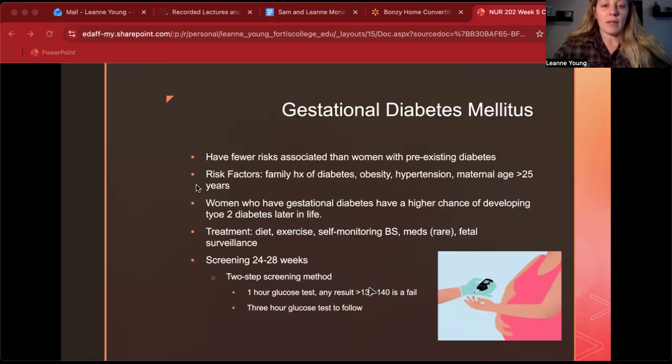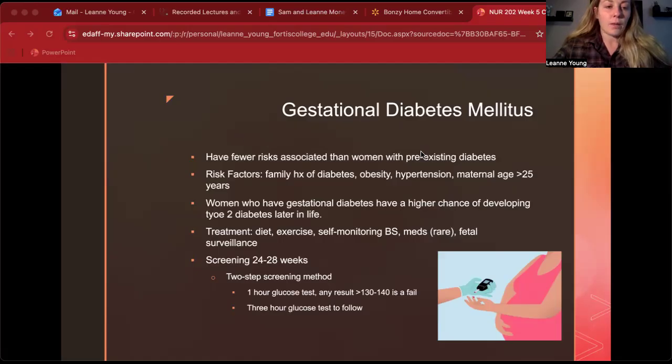Women who have gestational diabetes have a higher chance of developing type 2 diabetes later in life, so we need to educate them as far as healthy weight loss after delivery, healthy diet and exercise, and lifestyle after delivery. So, we kind of went over the treatment. That's the same with gestational diabetics: diet, exercise, self monitor your blood sugar. It's rare that we give gestational diabetics meds, but we can if it's severe enough and it's uncontrolled. And then obviously we're going to be monitoring their babies pretty closely.